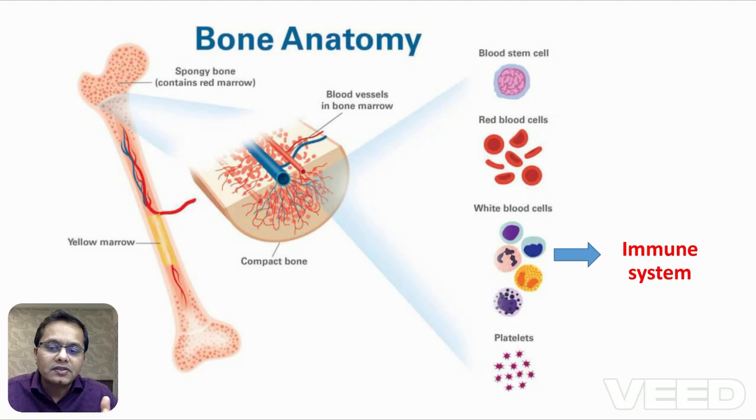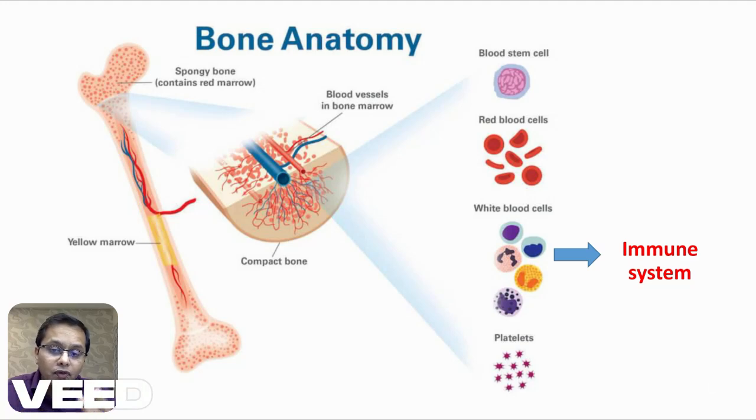And what provides us the immune system? What are those cells that fight infections? It is these white blood cells. So, whenever a patient has got a serious immune deficiency, when these white blood cells are not working, either they are not being produced or they are non functional, we can perform a bone marrow transplant.